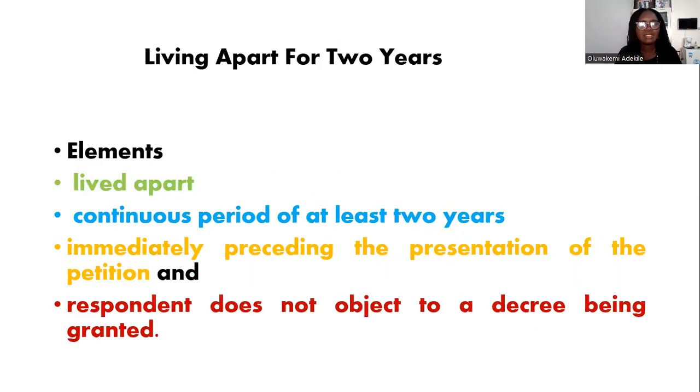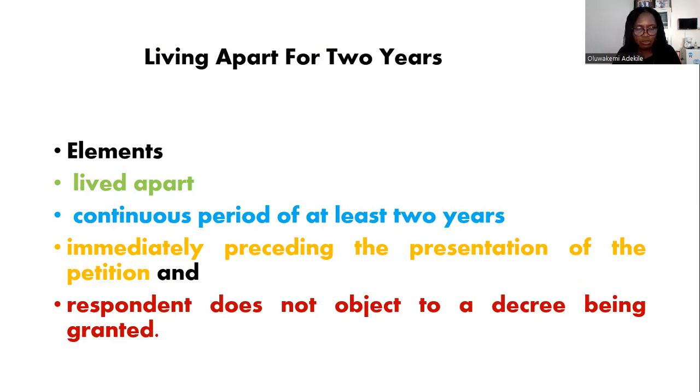Now, the elements, first, that they must live apart. The living apart must be continuous for a period of 2 years. It must be unbroken, apart from the room that the law has made for possibilities of reconciliation that we'll be mentioning later. It must be a period that immediately precedes the presentation of the petition, and there's non-objection. So for the 2-year provision, that is what you have.